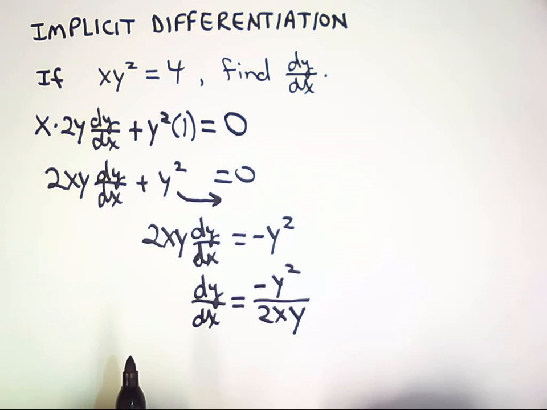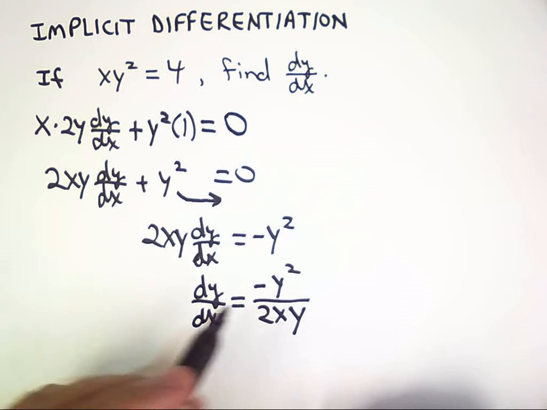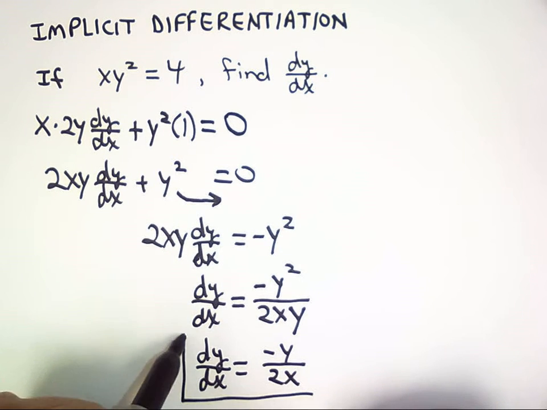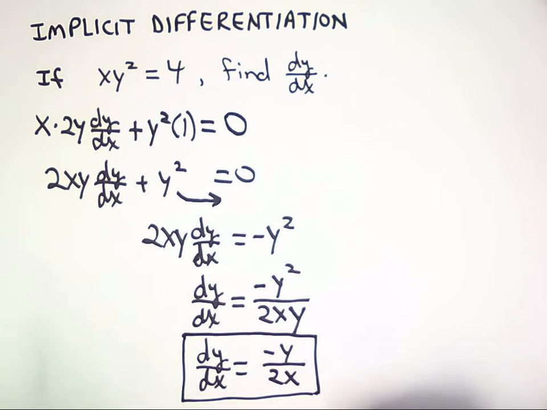And the one thing that you need to be careful about here is there's a y here and there's a y in here, so I can divide a y out of the numerator and denominator. So you do need to look to see if there are any simplifications that you can carry out. And so now I've found the derivative of y with respect to x. Okay, moving along.